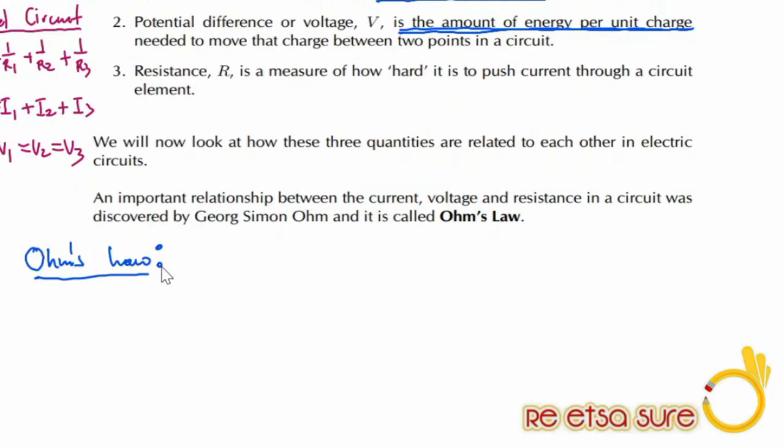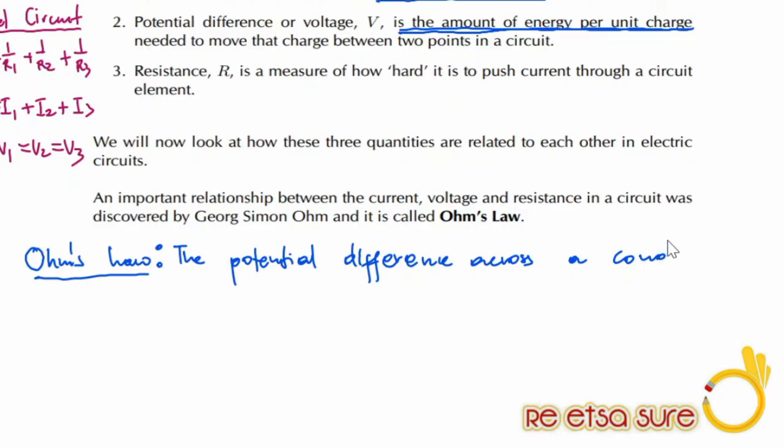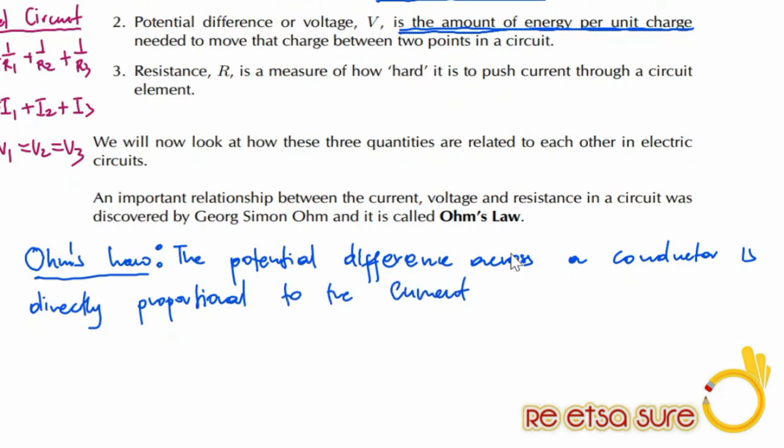Please write it down. Ohm's law states that the potential difference across a conductor is directly proportional to the current at a constant temperature.